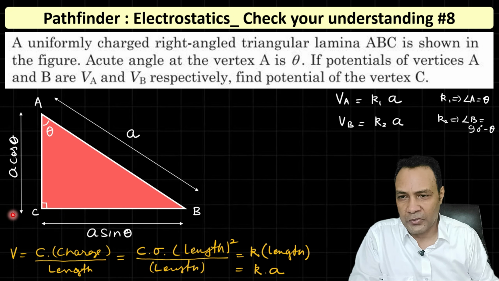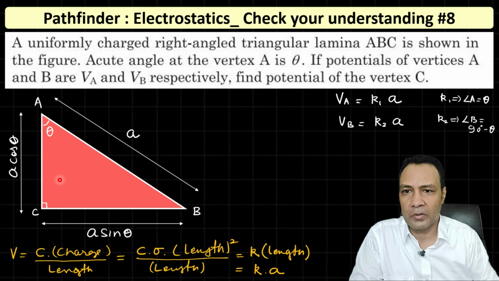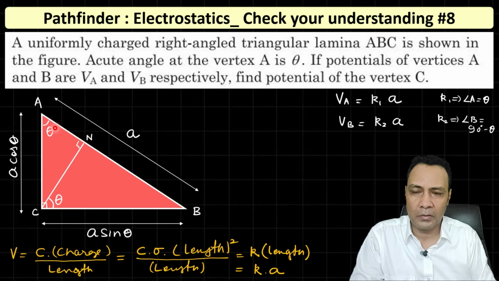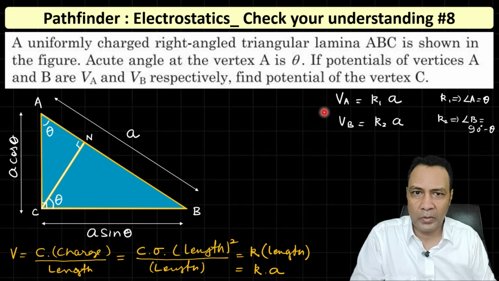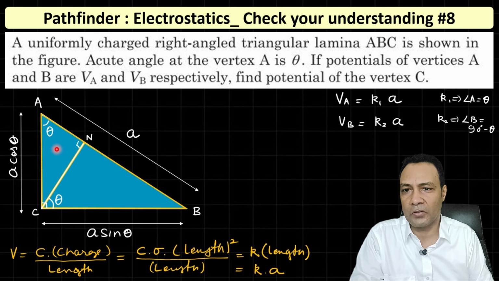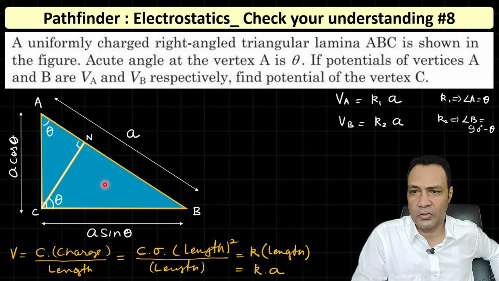Now I want to do one very simple thing. I just want to drop a perpendicular from here to AC. So that is BN. So this is theta, this is 90 minus theta, so this is also theta. So now this whole right angle triangular lamina is divided into two more right angle triangular laminas, like these two. This is triangular lamina ACN, and this is triangular lamina BCN. The same argument that I applied on the original triangular lamina ACB will be applied on these two triangular laminas. After all, they are of the same shape.